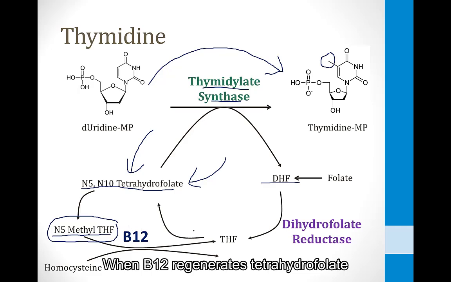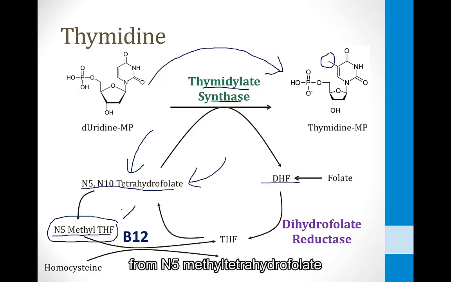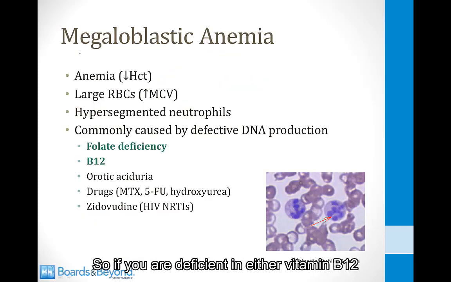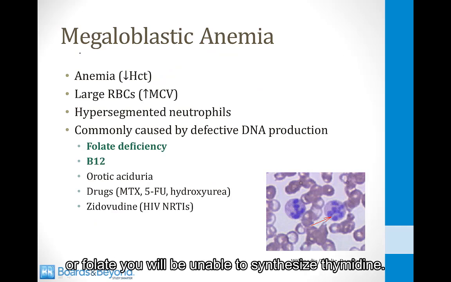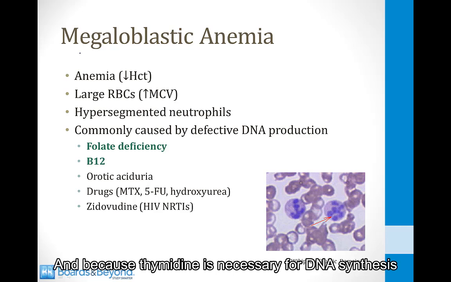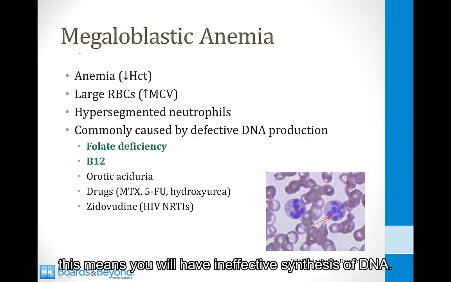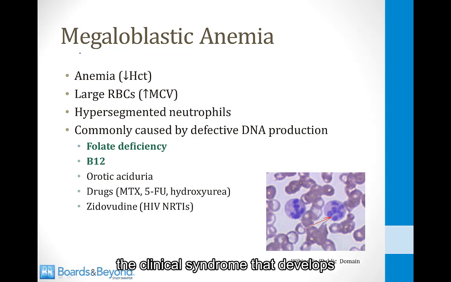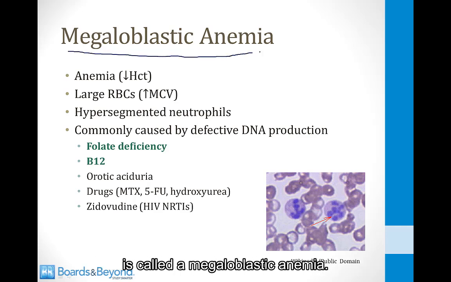When B12 regenerates tetrahydrofolate from N5-methyl tetrahydrofolate, it converts homocysteine into methionine. Therefore, deficiency of either vitamin results in high levels of homocysteine. So if you are deficient in either vitamin B12 or folate, you will be unable to synthesize thymidine. And because thymidine is necessary for DNA synthesis, this means you will have ineffective synthesis of DNA. And when you have ineffective synthesis of DNA, the clinical syndrome that develops is called a megaloblastic anemia.